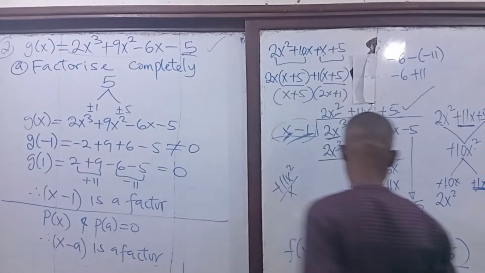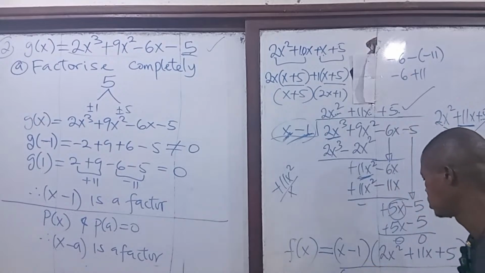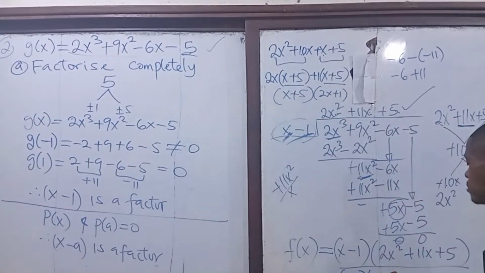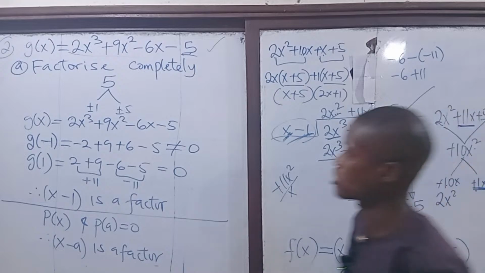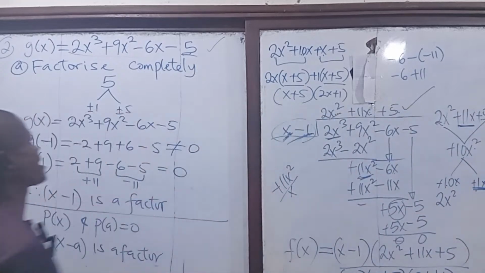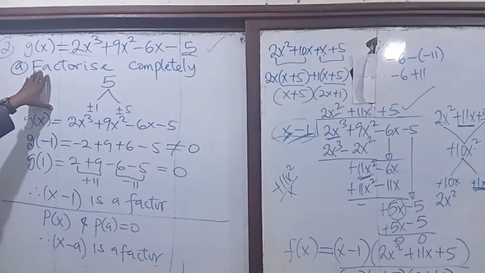So the final conclusion will be x minus 1 times x plus 5, and then times 2x plus 1. And that's that on that question on factorize completely.